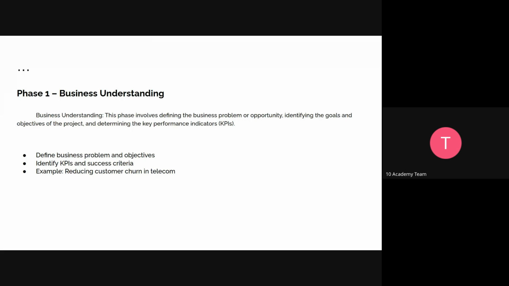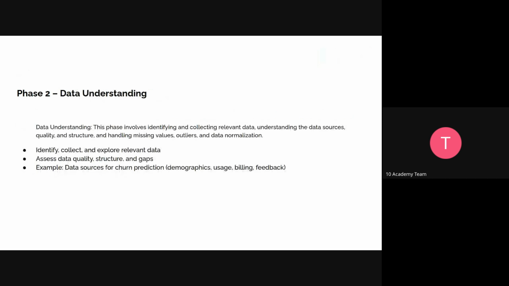The first step is to understand the business, the KPIs, the goals, the problems. So define business problems and objectives, identify KPIs and success criteria. Example: we need to reduce churn in telecom. This is the goal, this is the problem. So what are the KPIs? We're going to see this in an example later, but the first task will be business understanding.